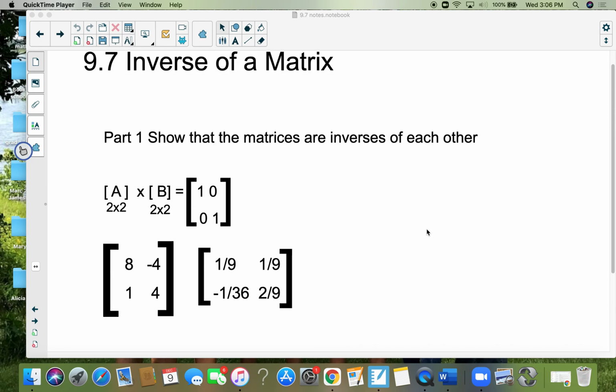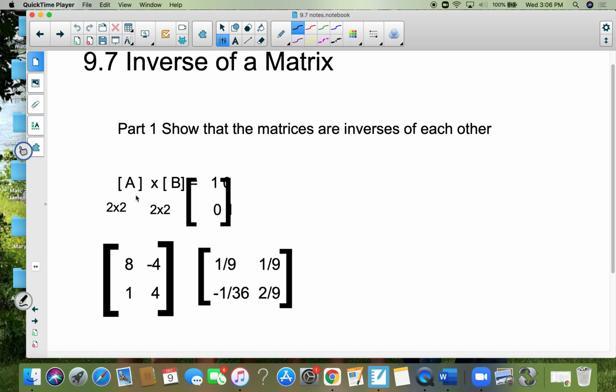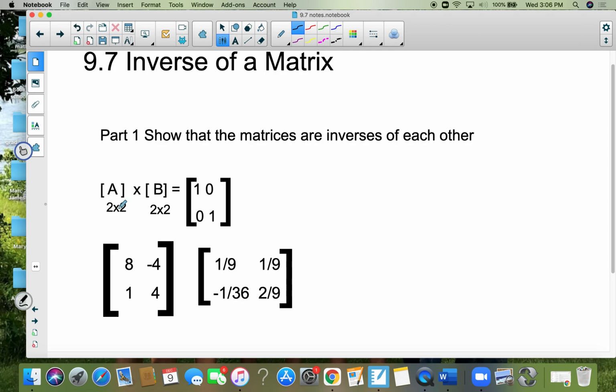Okay, in 9.7, we're learning how to find the inverse of a matrix. So basically, if you multiply two matrices together, a 2 by 2 and a 2 by 2, and you get this type of matrix, 1, 0, 0, 1, they are said to be inverses of each other.